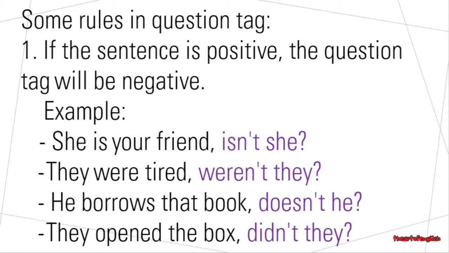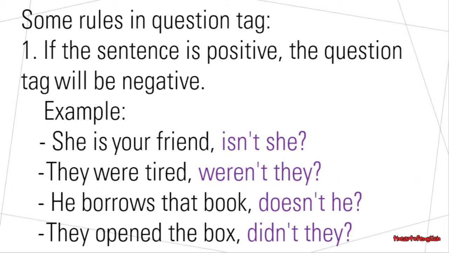Okay, there are some rules in question tags. The first one: if the sentence is positive, the question tag will be negative. Example: she is your friend, isn't she? So in this sentence, the question tag will put is, isn't. Why? Because the sentence is a positive sentence. She is. So we put is at the end with the negative, of course. We add the subject at the end. So that is the question tag.